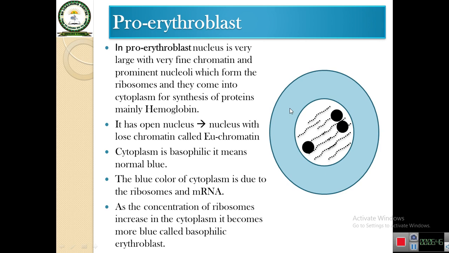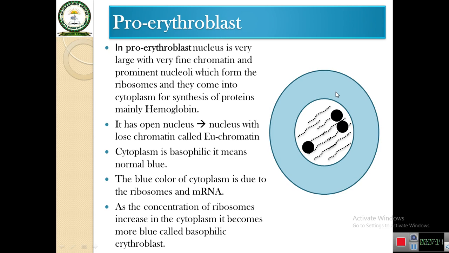As the concentration of ribosomes increases in the cytoplasm, it becomes more blue, called basophilic erythroblast. That means when a high concentration of ribosomes is produced in the cytoplasm, the color of the cytoplasm becomes much more blue than this color. So that stage is known as basophilic erythroblast.